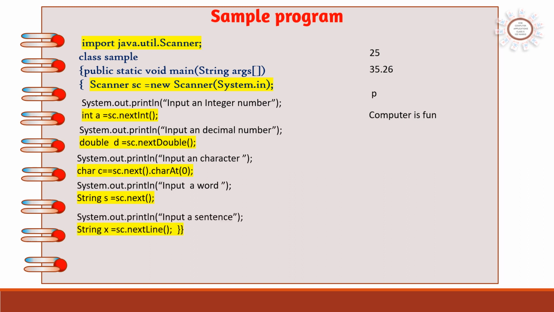And now input a sentence. If you want a sentence, here String x is equal to sc dot nextLine, L capital. So one sentence we are storing. nextLine will accept more than one word. A sentence or a number of sentences can be stored in the variable x.